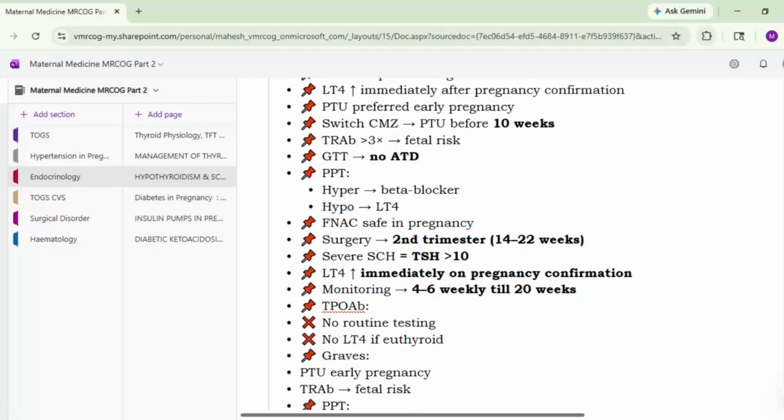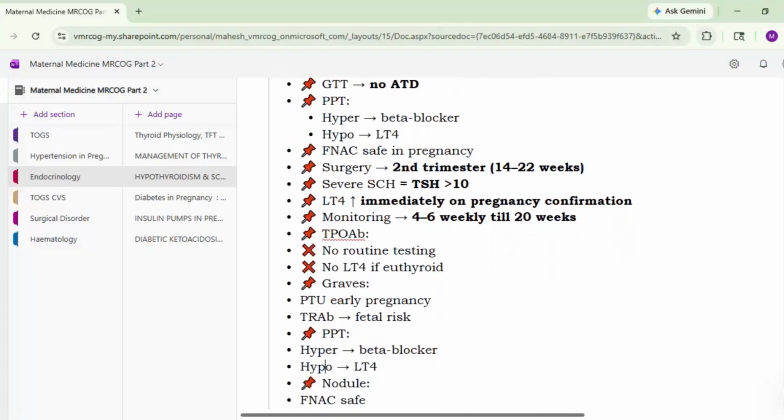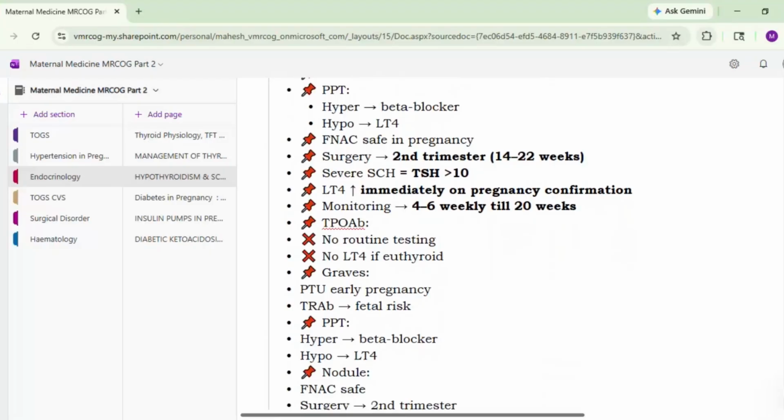GTT, no ATDs are required. Postpartum thyroiditis, if you diagnose in a toxic phase, beta blocker will be required. Hypothyroid state, you will start LT4. FNAC is safe in pregnancy. Surgery, second trimester, if required, 14 to 22 weeks. Severe subclinical hypothyroidism is TSH more than 10. LT4 increase immediately on pregnancy confirmation. Monitoring every 4 to 6 weeks till 20 weeks.